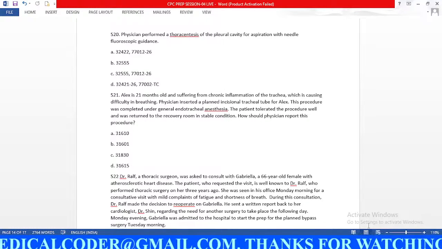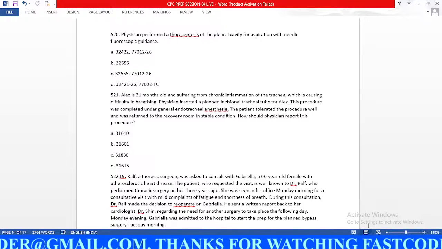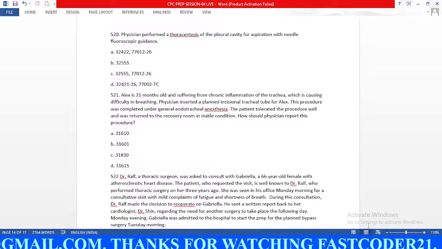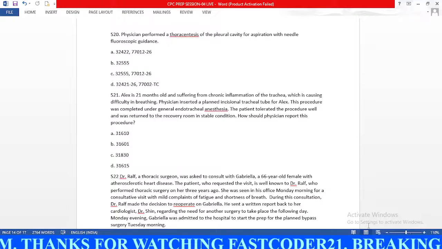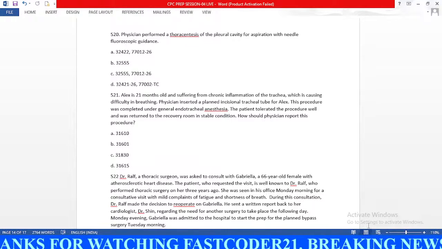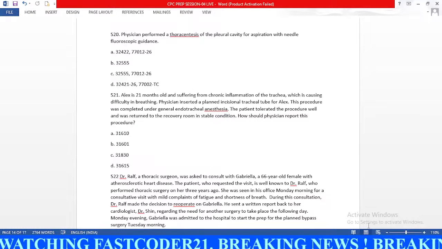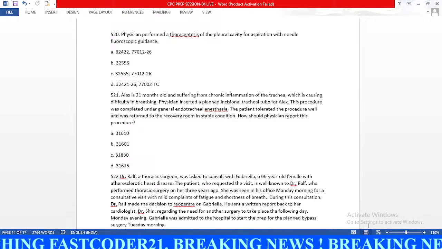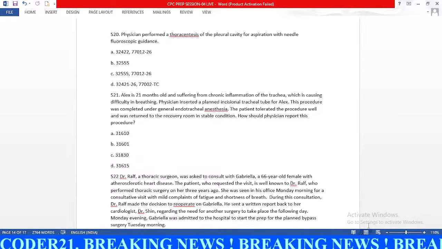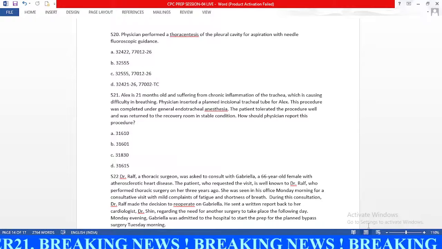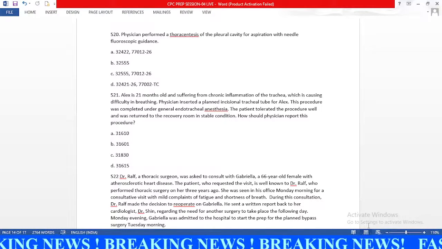Our first question: physician performed a thoracentesis of the pleural cavity for aspiration with needle, fluoroscopic guidance. First one, A: 32422, 77012, 26 modifier. B: 32555. C: 32557, 77012, 26 modifier. And D: 32421, 77002 TC. TC means it is also a modifier, which is technical component.